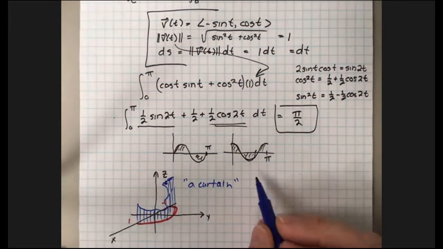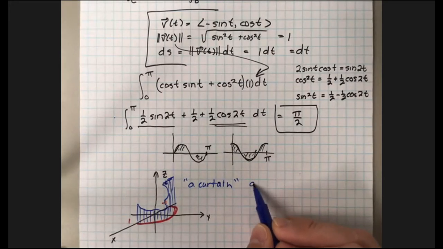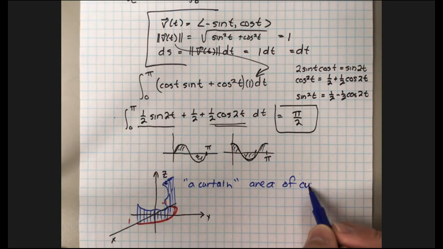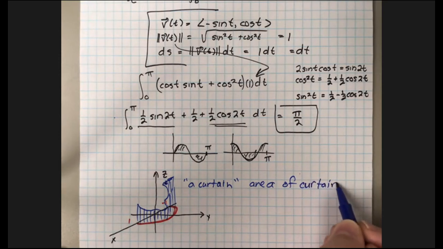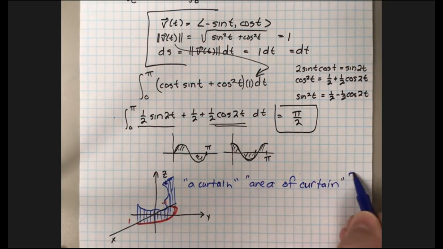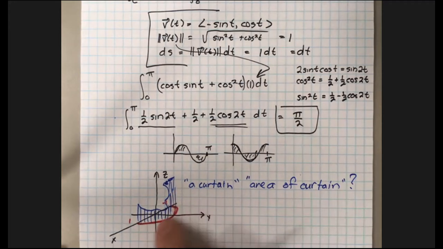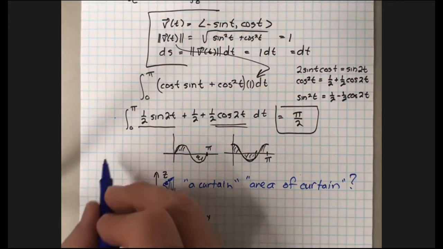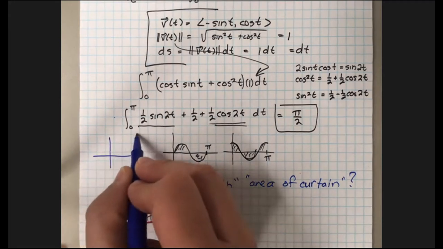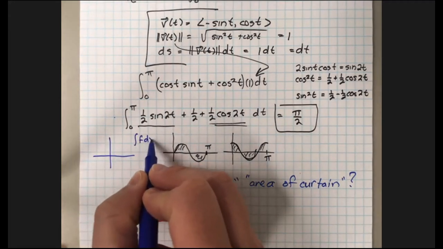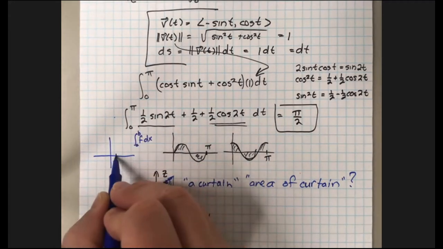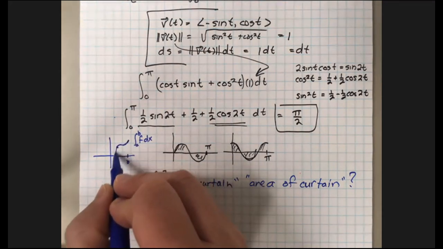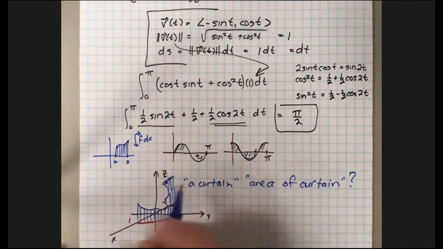And it's legitimate to ask for the area of that curtain, at least in this two-dimensional example. What's the area of that curtain? Think of that as a funny shower curtain, and you want to know what the area of that curtain is. And that's very much like your interpretation of the integral of f dx from a to b. Isn't that how you thought of the area from a to b under a function? Well, this is just a flat shower curtain.